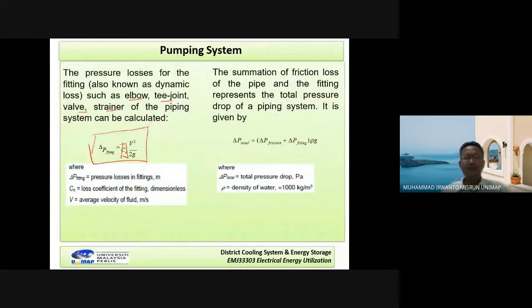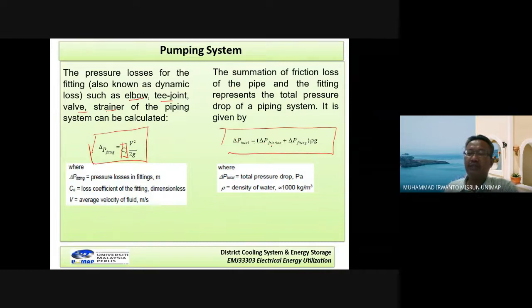So the total friction losses can be given by this formula. Delta P total is equal to delta P friction plus delta P fitting, multiplied by rho g. Rho is the density of water, 1000 kilogram per meter power 3.